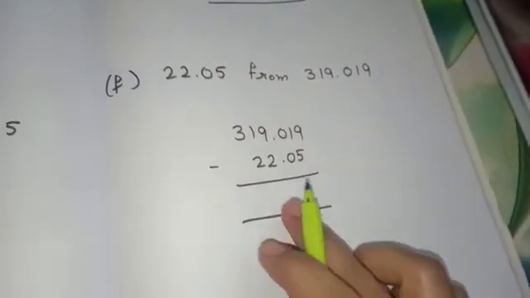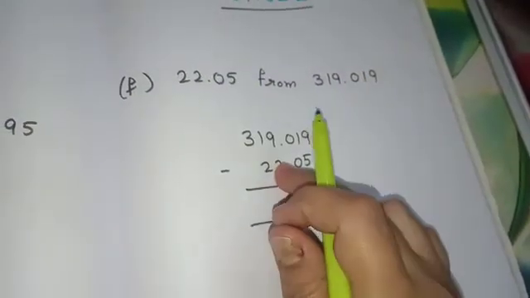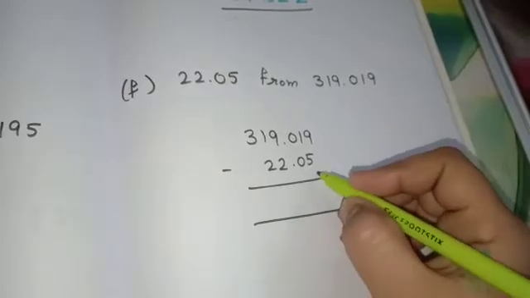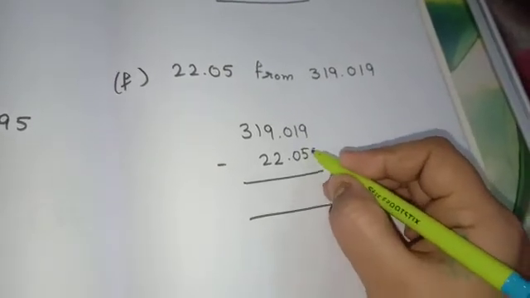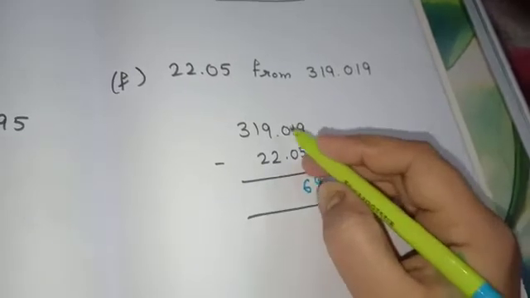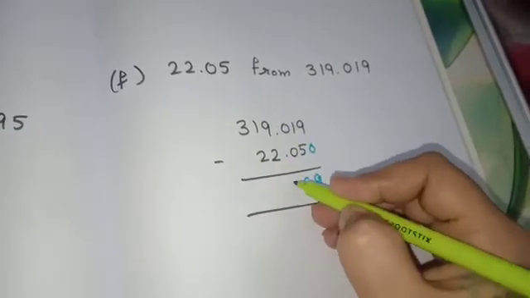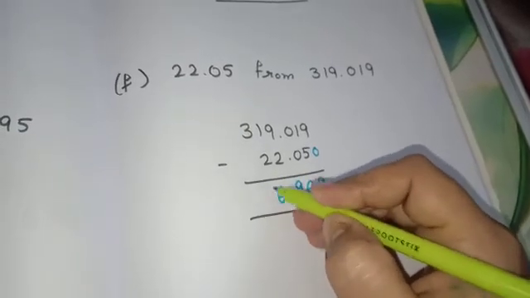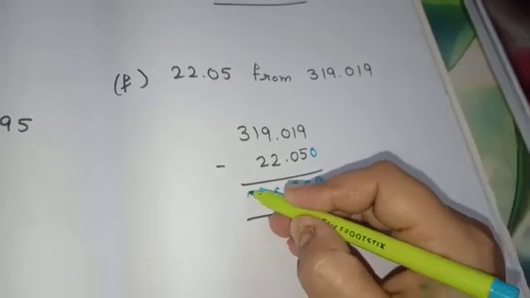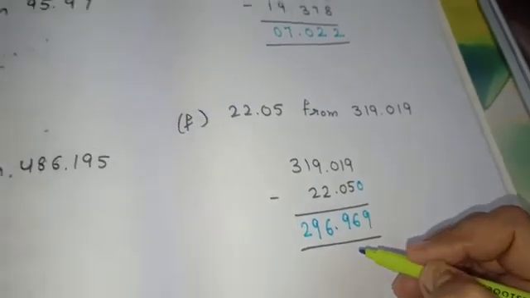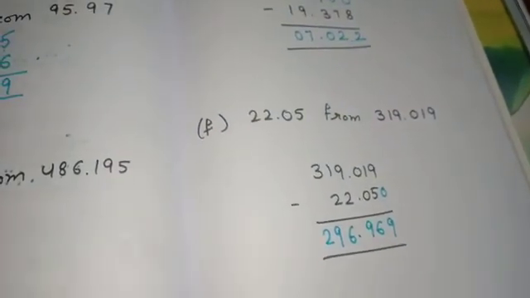Let's discuss one more part, F. In this, 22.05 is subtracted from 319.019. Add 1 0. 9 minus 0, 9. 11 minus 5, 6. As we have borrowed 1, so 9 is left. 9 minus 0, 9. 8 minus 2, 6. 11 minus 2, 9. And 2 is left here. This is the answer. And remaining parts of the question you will do on your own.